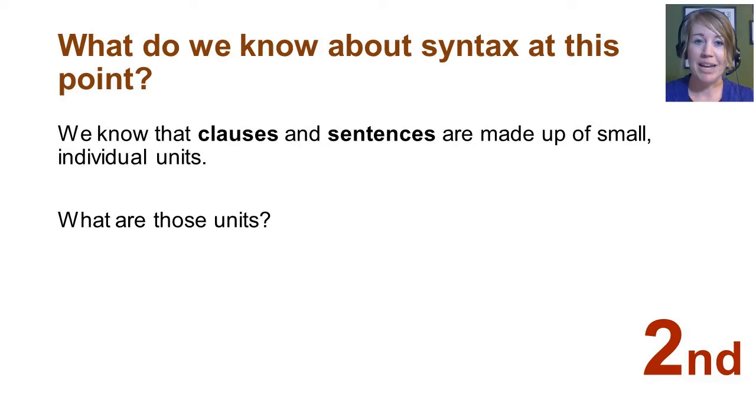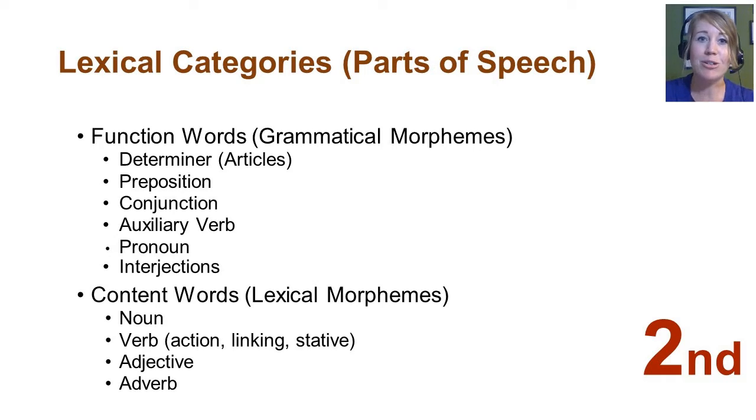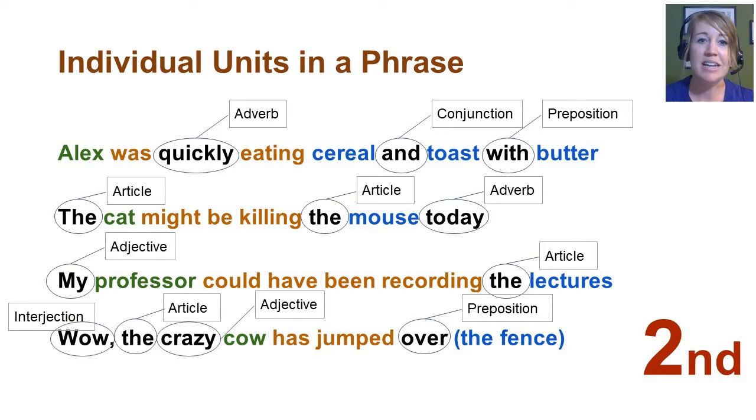So our second thing that we have to recall is that all these clauses and sentences are made up of small individual units. And what are those units called? Well, they are called lexical categories. They're called parts of speech. At this point, we've examined all of these categories, so you should have a basic understanding of all of them. With those same sentences, here we can look at the different individual units inside each of these clauses, right? So we have little bits. All of our sentences and clauses can be broken down into these tiny little units known as parts of speech.